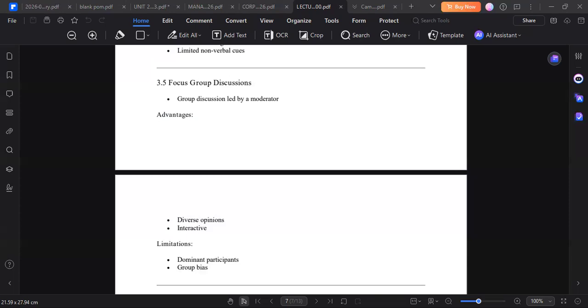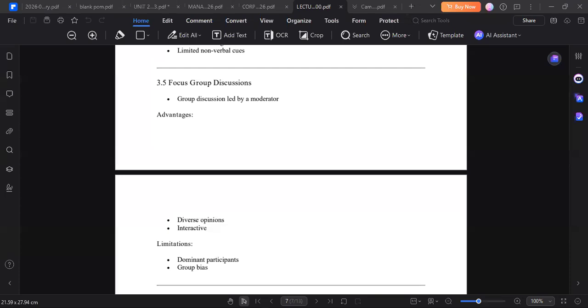The limitations are that some of the dominant participants talk too much. It will prevent the other quieter ones from talking. It has group bias, so participants may be influenced by peer pressure. So there could be a leader somewhere, so the responses may not be as genuine. There is also confidentiality risk, so some sensitive information may not be discussed openly in a group. Then also it may be moderator dependent, because the quality may actually be determined by how a person is moderating them.